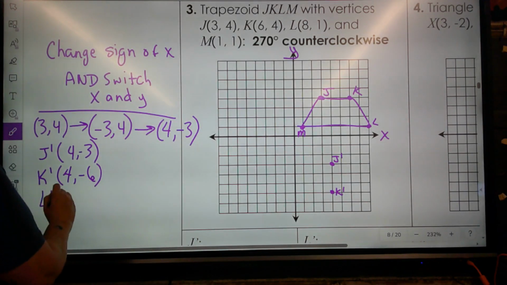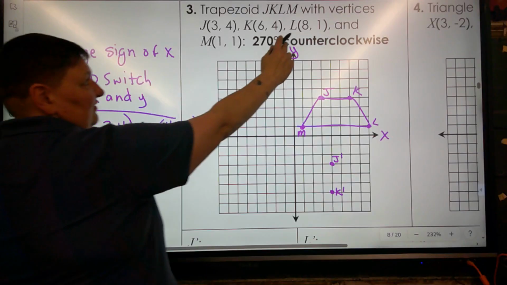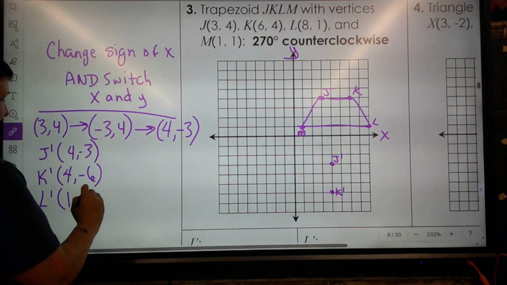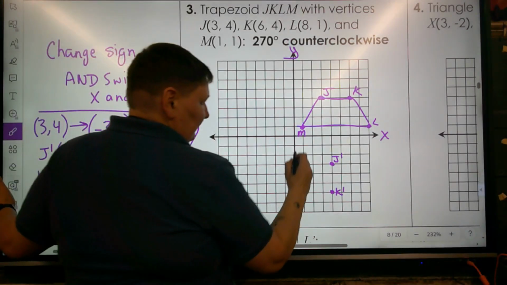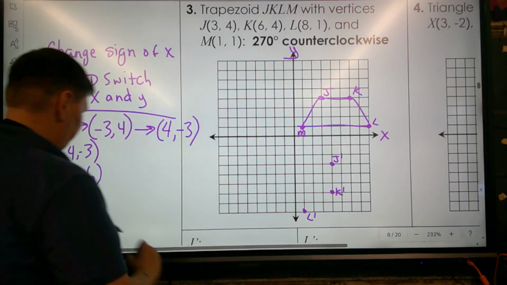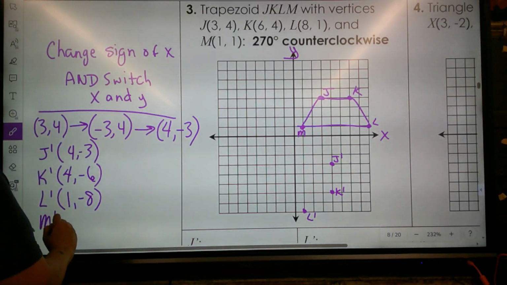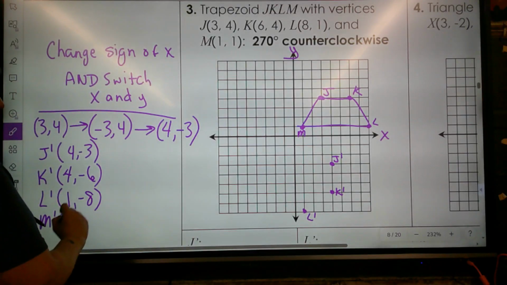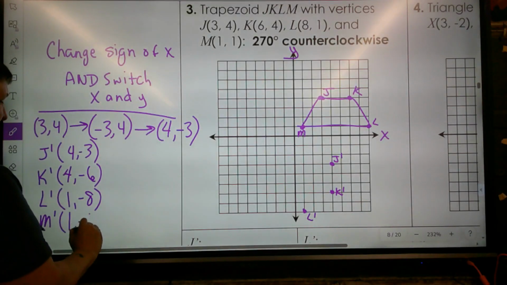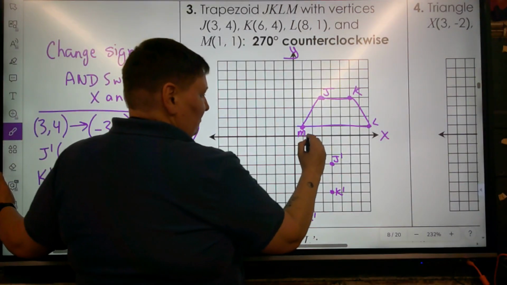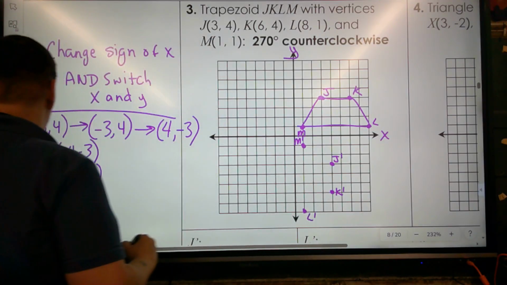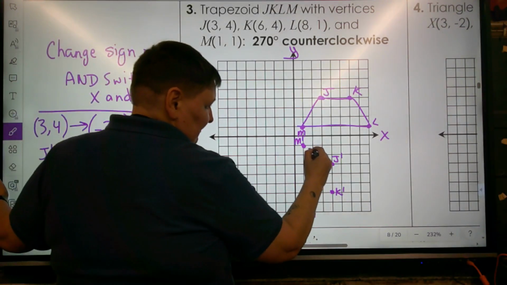And L prime, 8 becomes -8, and then we switch them, it becomes 1, -8. 1, -8, L prime. M prime, 1, 1, becomes -1, and then we switch them, so it becomes 1, -1. 1, -1 is M prime. Connect the dots.